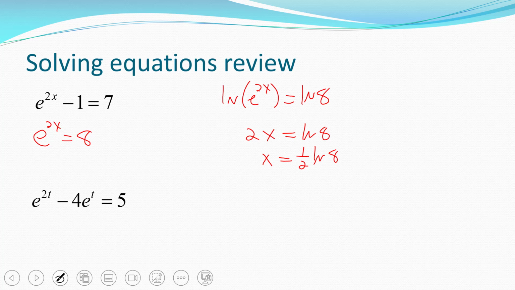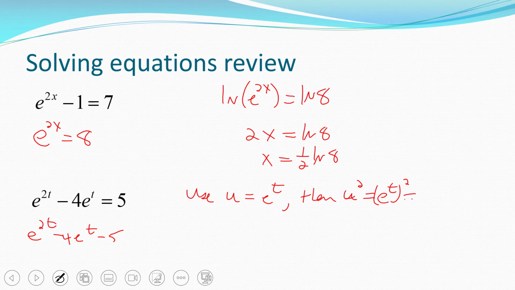The second one's a little more fun. Notice that you can write that equation as e to the 2t minus 4 times e to the t minus 5. That reminds me of a quadratic function. So if I use really quickly that u is equal to e to the t, then that means that u squared is really e to the t squared. And by properties of exponents, that's e to the 2t.